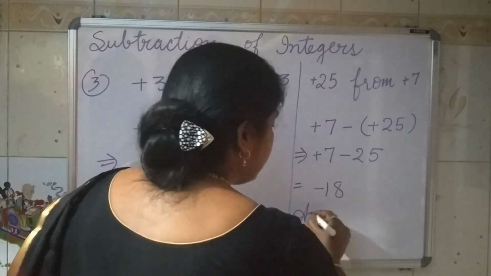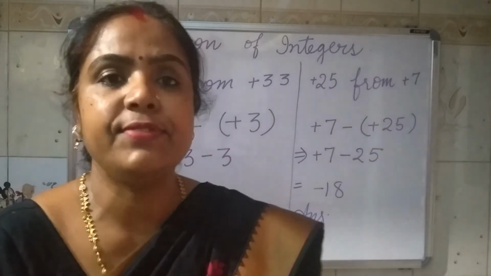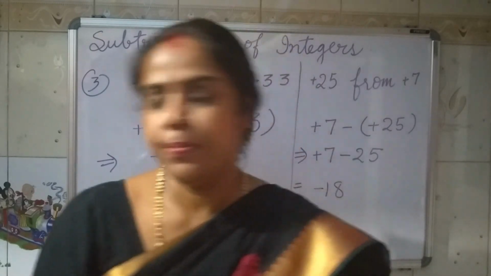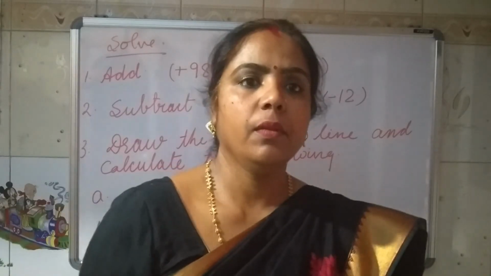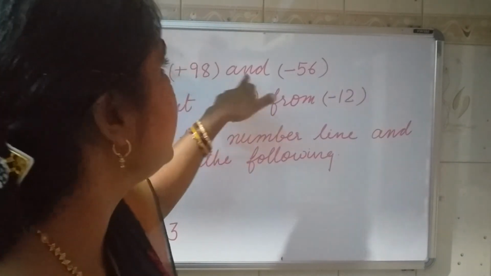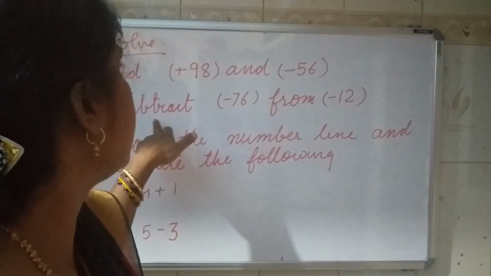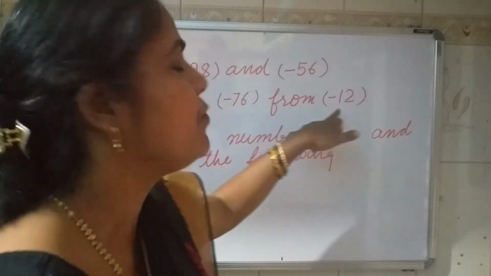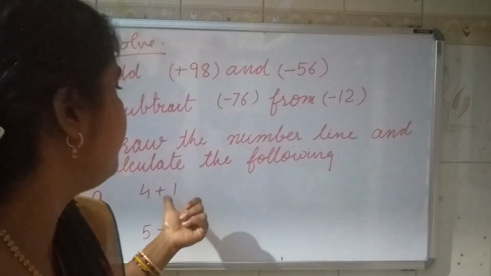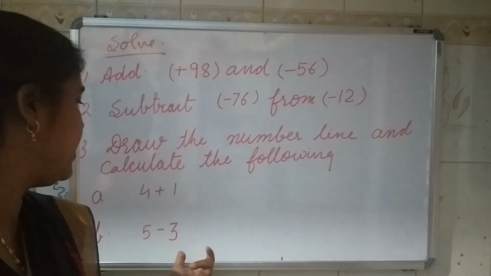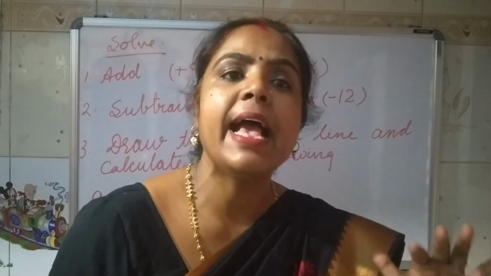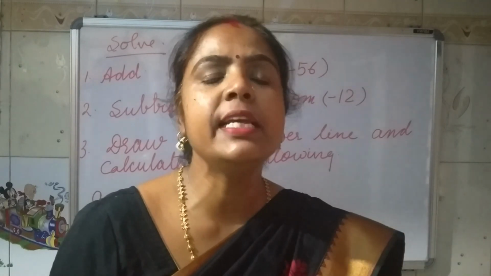This is all about the addition and subtraction of integers. Now I am going to give you some questions, solve them in your copy. Okay, solve these three questions. First one is add plus 98 and minus 56. Second one, subtract minus 76 from minus 12. Third one, draw the number line and calculate the following: 4 plus 1 and 5 minus 3. Solve these questions in your copy and practice as much as possible. Make your own questions and then solve them.